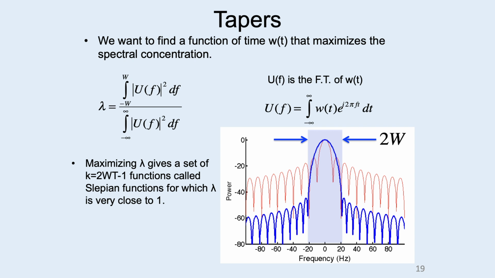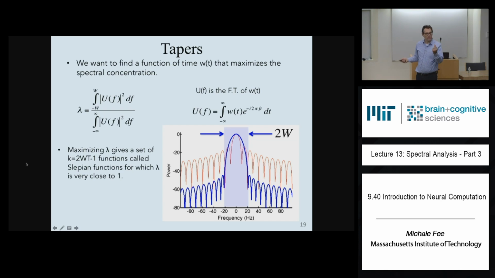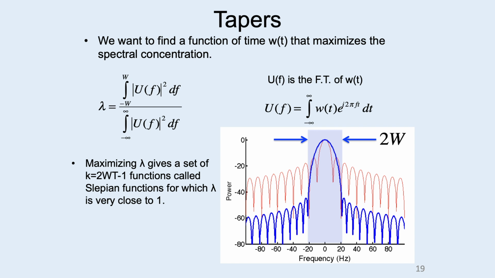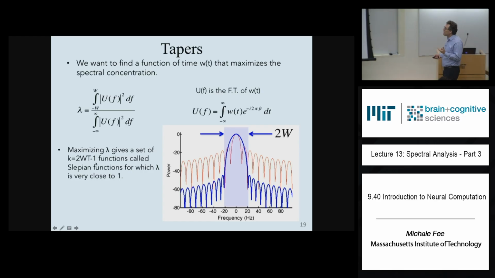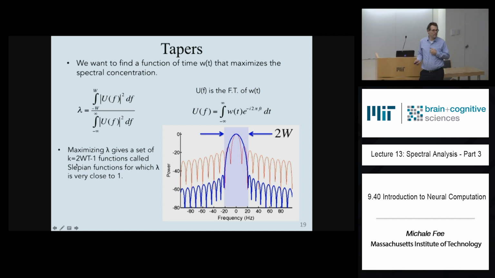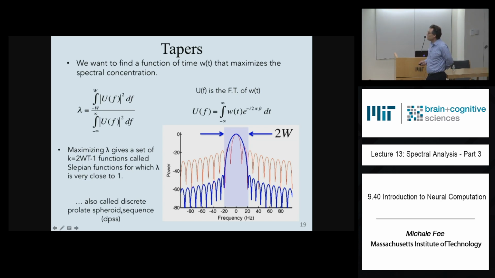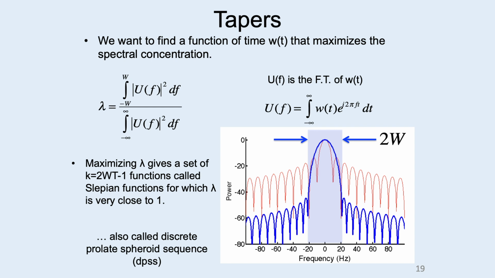So you can actually solve this optimization problem, maximize lambda, and what you find is that there's not just one function that gives very good concentration of the power into this band. There's actually a family of functions. There are K of these functions, where K is twice the bandwidth times the duration of the window minus 1. So there are a family of K functions called Slepian functions for which lambda is very close to 1. They're also called discrete prolate spheroidal sequences, DPSS, and that's the command that MATLAB uses to find those functions.